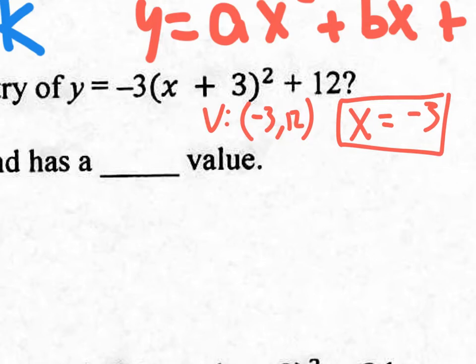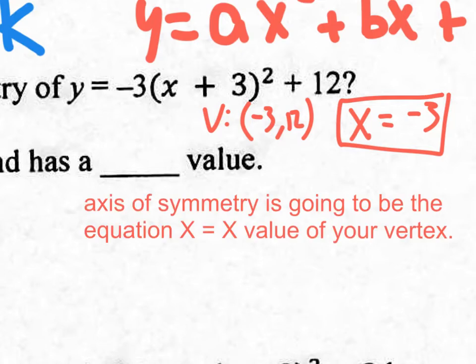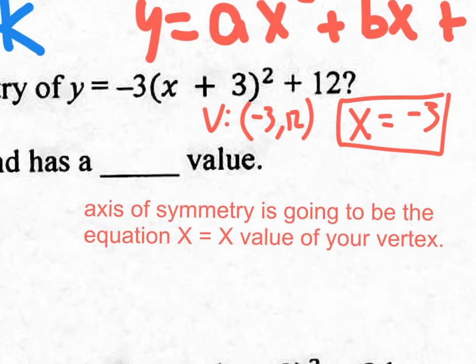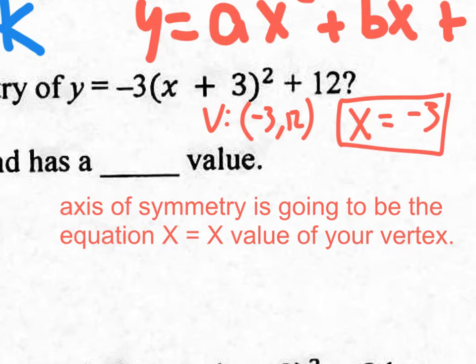One more time. There it is. Axis of symmetry is going to be the equation x equals the x value of your vertex. Okay, keep that in mind.